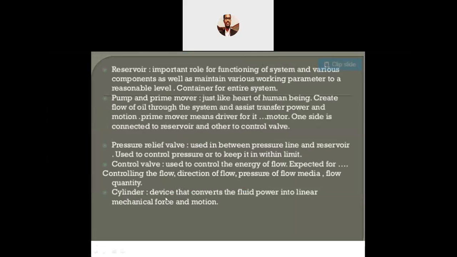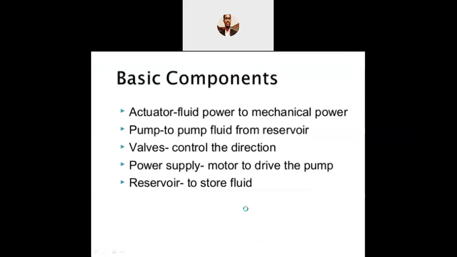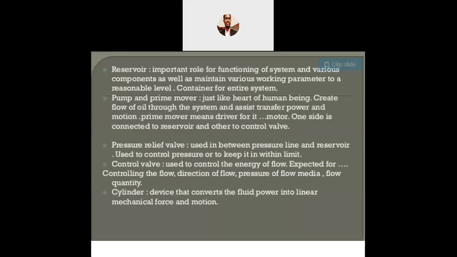Next, the cylinder: a device that converts the fluid power into linear mechanical force or motion. This is what is shown over here, a cylinder with a piston arrangement. This is the one which takes this fluid power and converts it into linear motion. It need not necessarily be linear motion, some mechanical power. It can be a rotary motion or some other work also. The idea is converting this fluid power into mechanical energy. Okay, that is a cylinder.